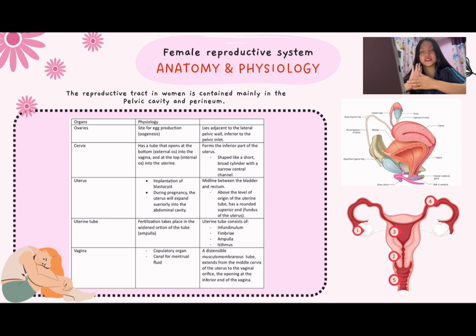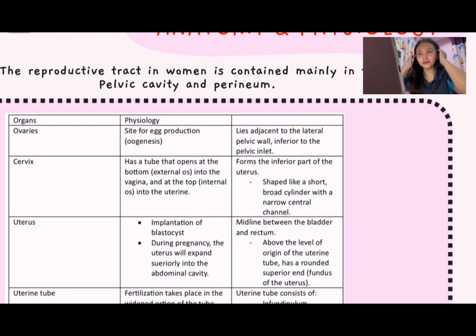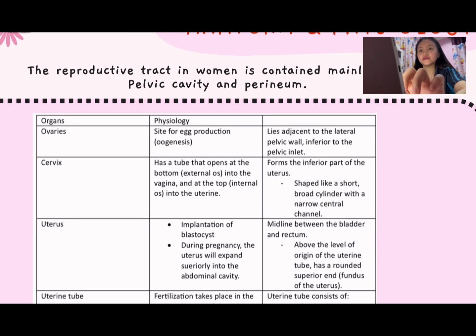As you can see in the diagram, I have chosen 5 organs that play a very important role in the female reproductive system. The first one is the ovary, whose function is as the site for egg production, which is the process of oogenesis, and the ovaries lie adjacent to the lateral pelvic wall, which is inferior to the pelvic inlet. The second one is the cervix.